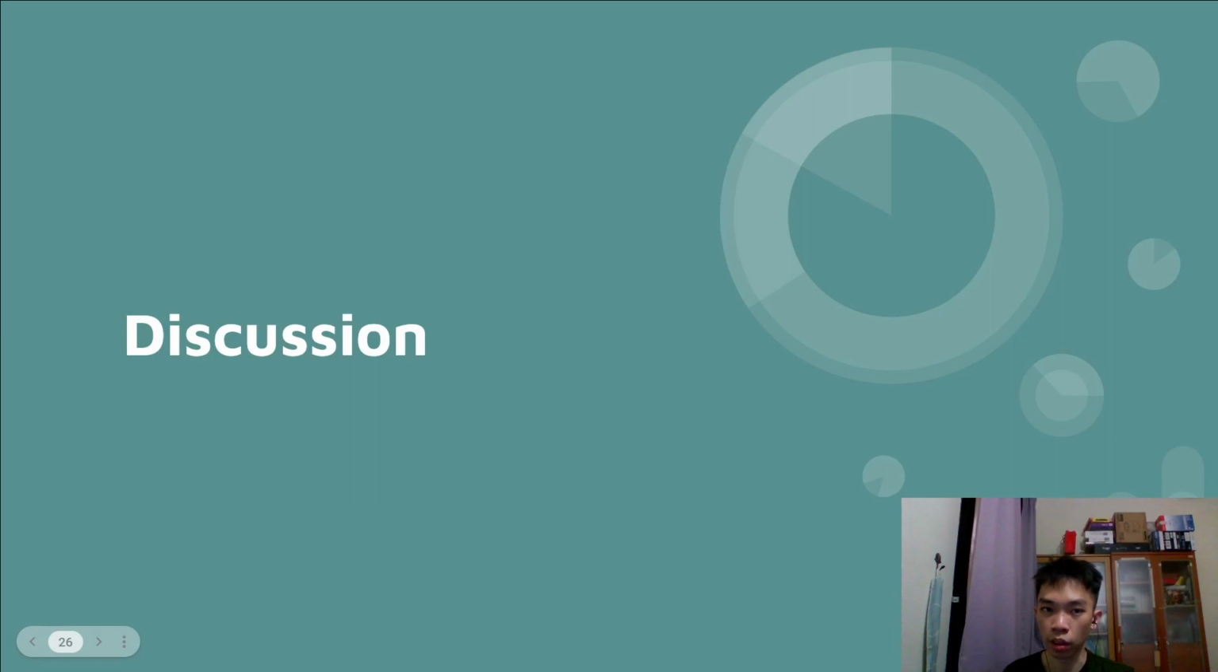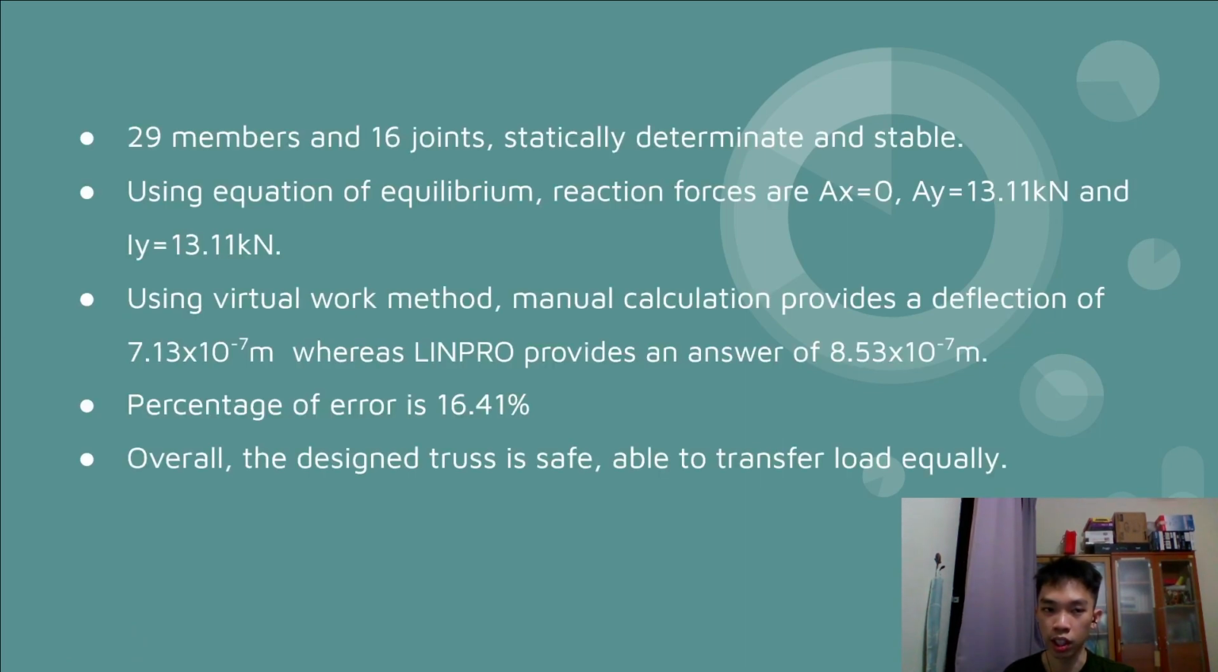Selamat sejahtera, my name is Gordon Changyumping. I will explain the discussion, structural integrity, conclusion and recommendation parts of our group's bridge project. First of all, our bridge has 29 members and 16 joints, and by using the formula M plus R equals 2J, we note that the structure is statically determinate and stable.